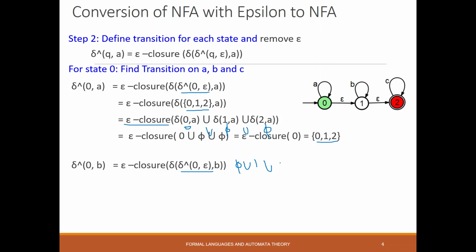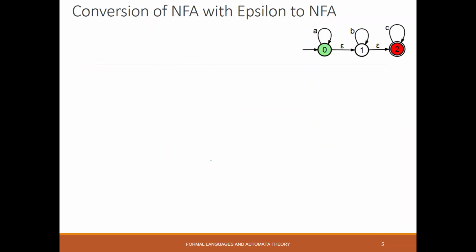2 comma b, there is nothing, so epsilon closure of 1, the answer will be 1 comma 2 here. Okay, regarding the next one, 0 comma c, the answer for this is again 0 comma 1 comma 2. 0 comma c, there is no transition. 1 comma c, there is no transition. 2 comma c, it goes to 2 again. So the answer for this one will be epsilon closure of 2, which is 2 only.